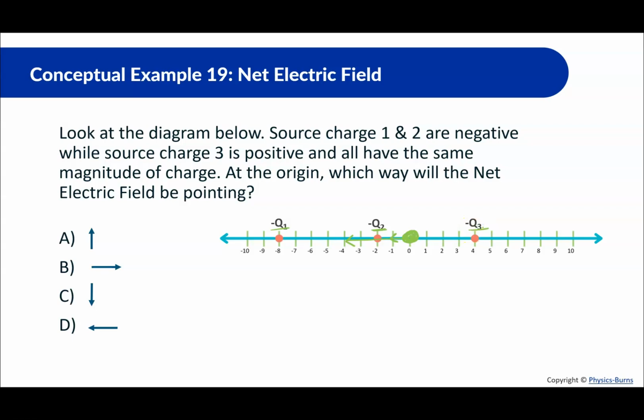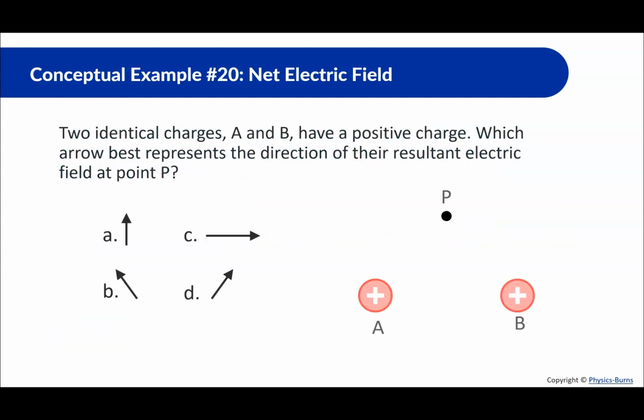Q3 is a positive charge. Source charge Q3 is positive. Well, actually, it's negative, so it's also going to be pushing it to the left. Oh, sorry. Q3 is going to be pushing it to the right a little bit because it's negative. Okay, so it's going to be going to the left.